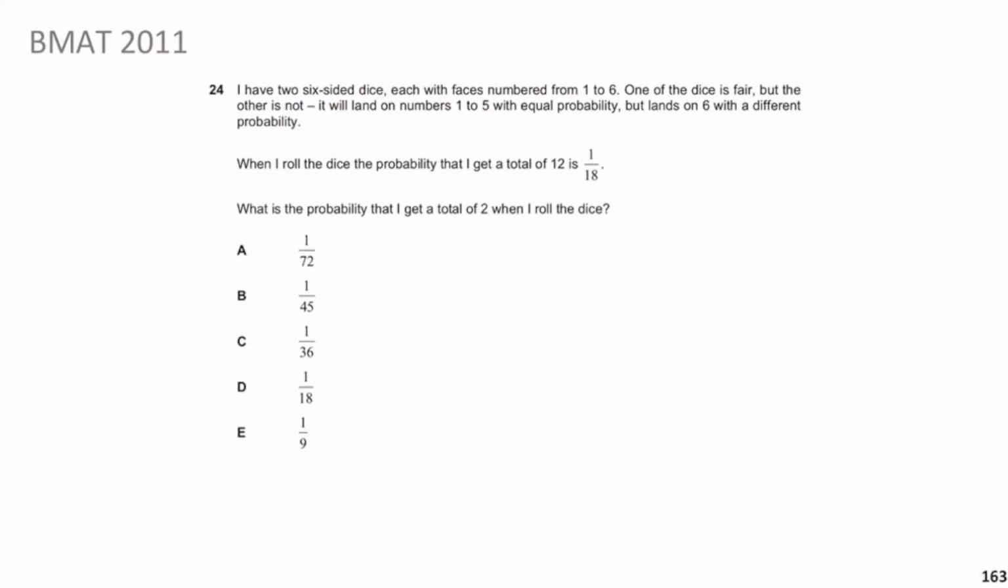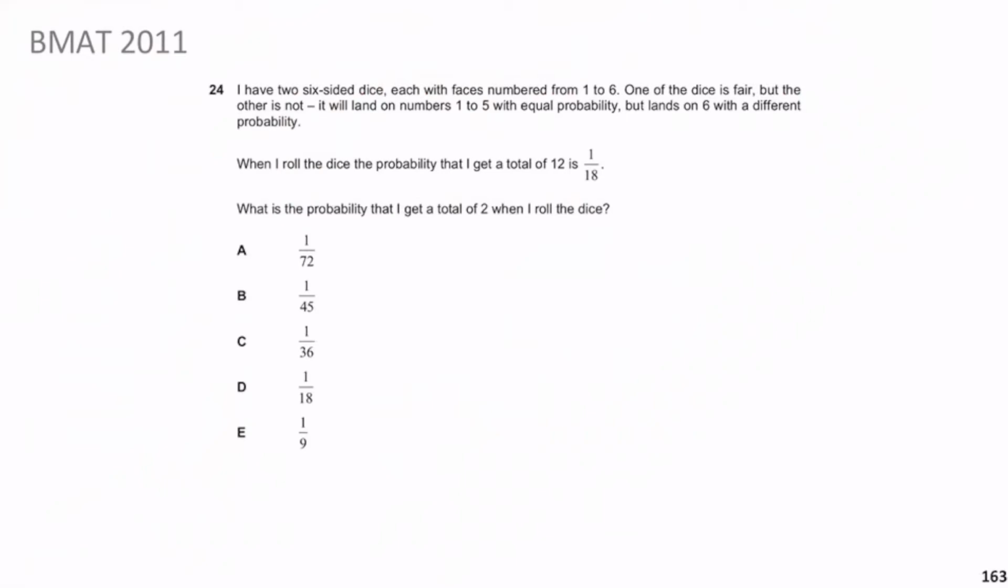I have 2 6-sided dice, each with numbers 1 to 6. One of them is fair, but the other is not. It will land on 1 to 5 with equal probability, but lands on 6 with a different probability. It says, when I roll the dice, the probability that I will get 12 is 1 out of 8. What's the probability that I get a total of 2 when I roll the dice? So guys, pause the video, give yourself a minute, be sure to be back after that minute, and then we can go over the solution.